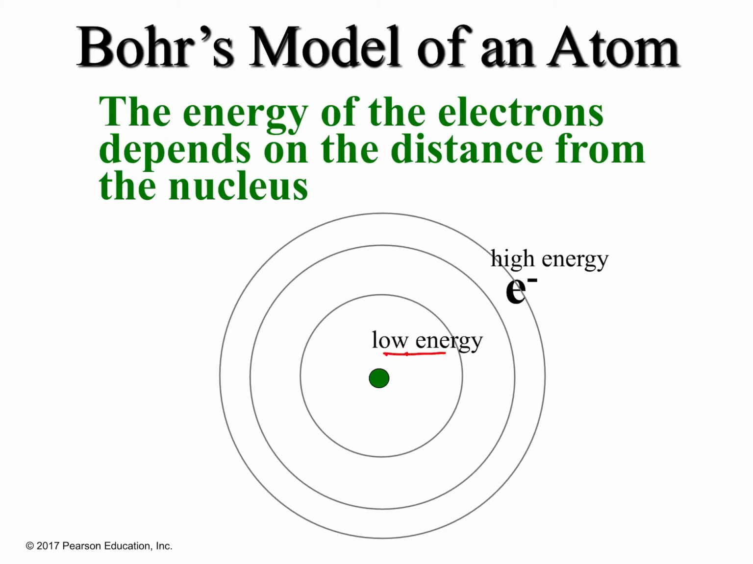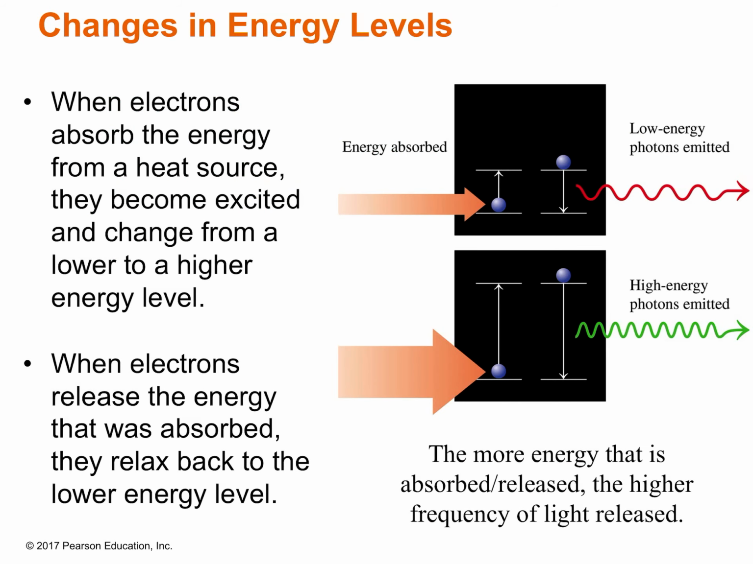So if we have electrons that are close to the nucleus, those are lower in energy, and the farther we get from the nucleus, the higher in energy we are. So the energy of the electron depends on the distance from the nucleus.